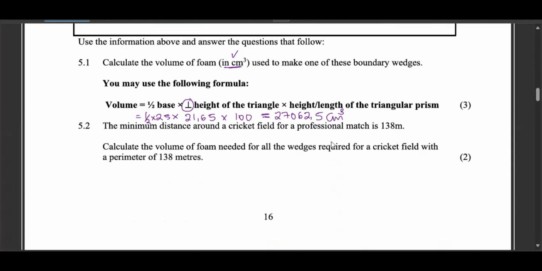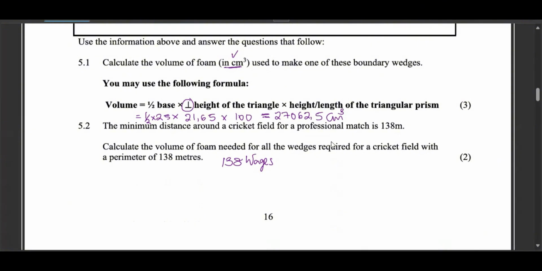5.2. The minimum distance around the cricket field for a professional match is 138 meters. Now they're asking you to calculate the volume of foam needed for all the wedges required for the cricket. Now remember, how long is the wedge? It's 1 meter. That simply means for the complete field you will need 300 what? Wedges. You see that? But what are we looking for? The minimum distance around it is this much. Calculate the volume of the foam.